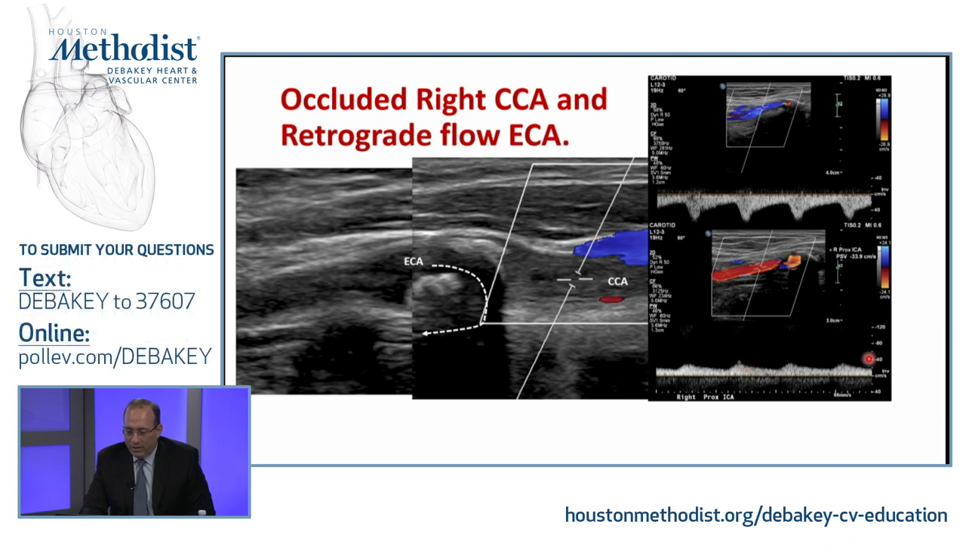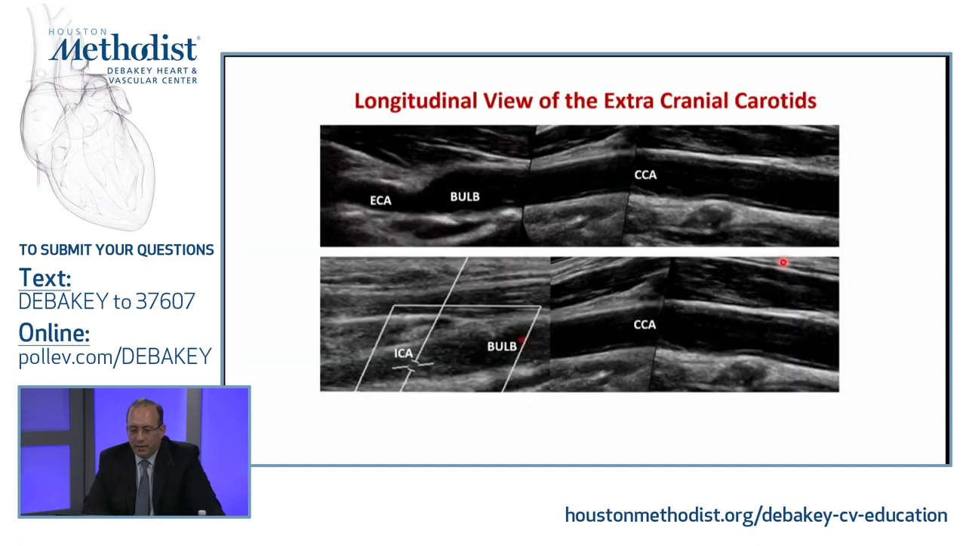Okay? Look at the numbers. The peak systolic velocity is 33.9. There's a very delayed systolic rise, and then there's just almost a merged diastolic component of low resistance. So very probably there's a stenosis right at that origin too.